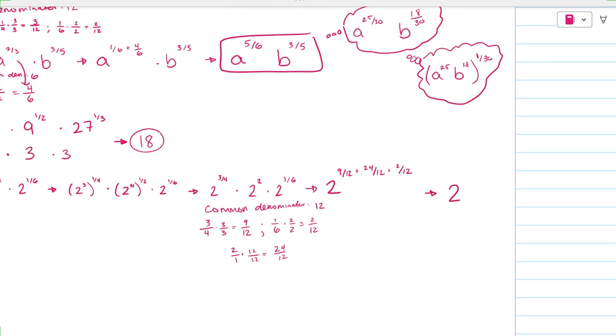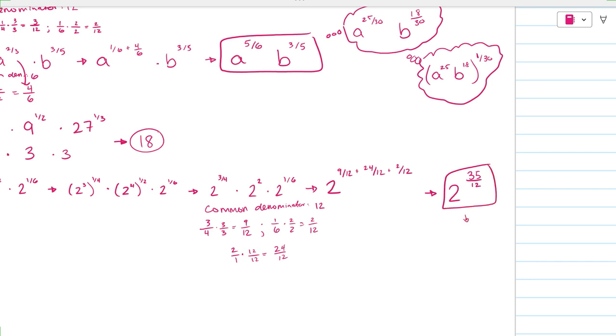Well, since all our denominators are 12, I can add 9 plus 24 plus 2, right? So that gives me 12 as my denominator. Well, 9 plus 2, let's do that first. We get 11. 11 plus 24 gives us 35.